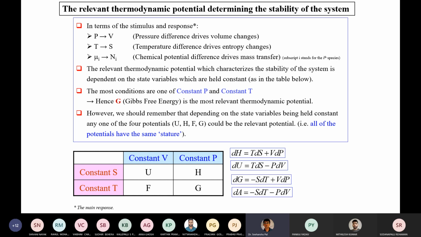However, we should remember that depending on the state variable being held constant, any one of the four potentials could be the relevant potential. Sometimes you are holding entropy constant, sometimes volume, sometimes pressure. So based on that, you have to understand which thermodynamic potential will be more relevant with respect to understanding the stability of the system. It's a very important concept.